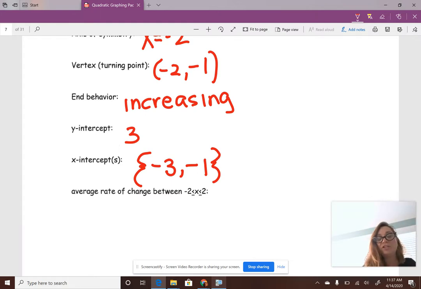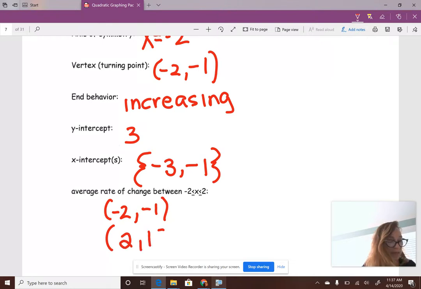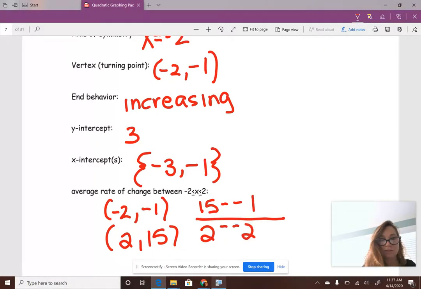And then average rate of change, that's just slope using those x numbers. So -2 belongs with -1, and 2 belongs with 15, and then I just do slope. So y2 minus y1 over x2 minus x1. So that's 16 over 4, which equals 4.